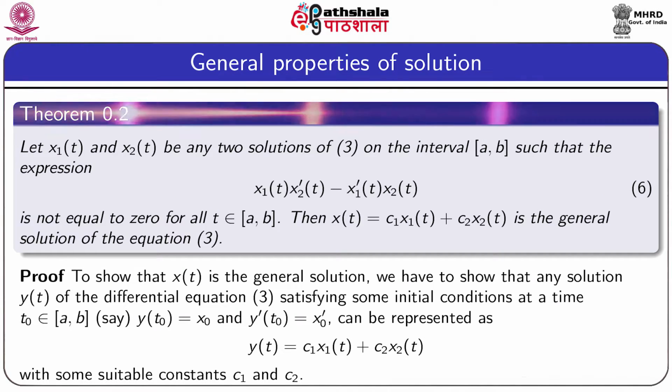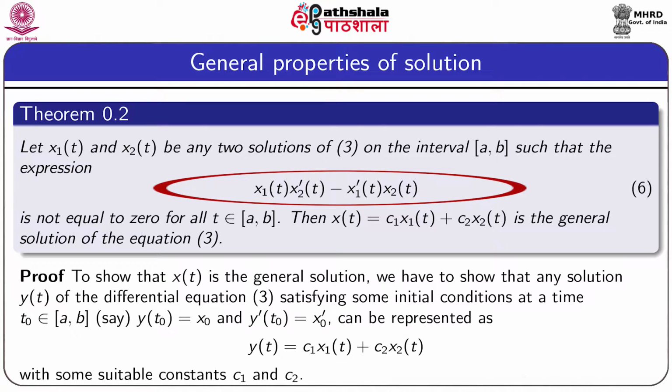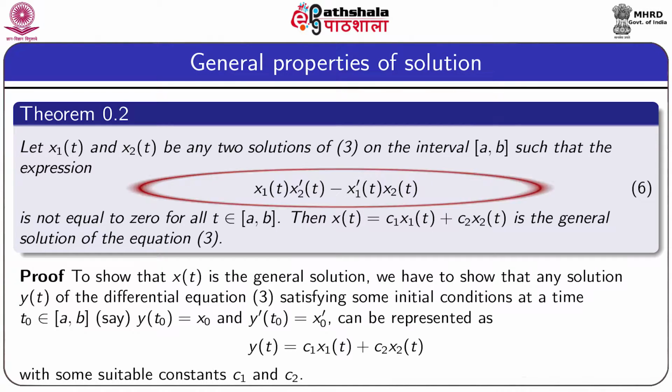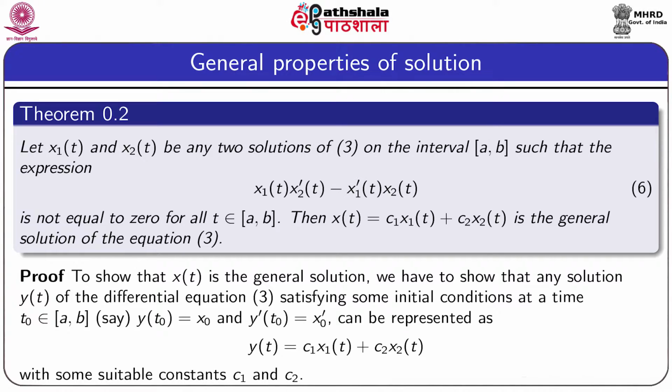The theorem says that if x1(t) and x2(t) are any two solutions of (3) on the interval (a, b), such that the expression x1(t) x2'(t) - x1'(t) x2(t) is not equal to 0 for all t belonging to the interval (a, b), then x(t) equal to C1 x1(t) + C2 x2(t) is the general solution of the equation (3).